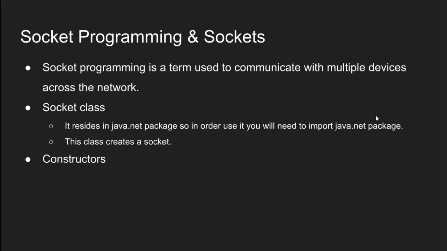Constructors of the Socket class. First one is Socket. Arguments are InetAddress and integer port. And you will need to handle IOException. This constructor attempts to connect to the server specified by the InetAddress object and port number. InetAddress is used to represent an IP address. If you want to know more about how to create an InetAddress object or what their methods are, then you can check out my first video of advanced Java.